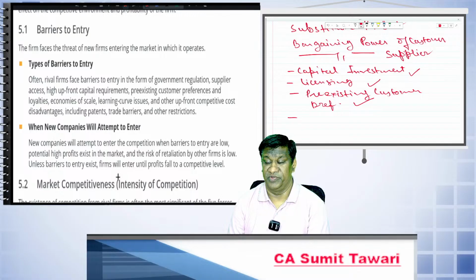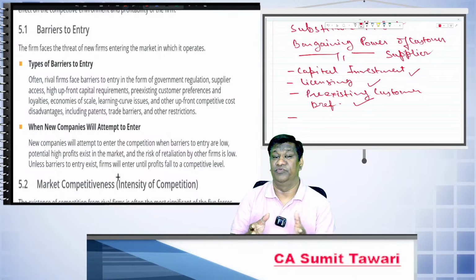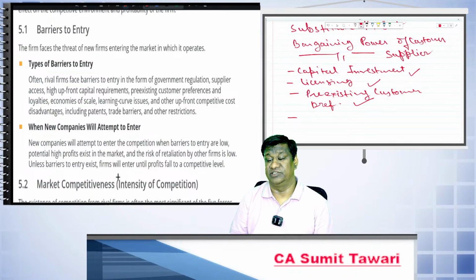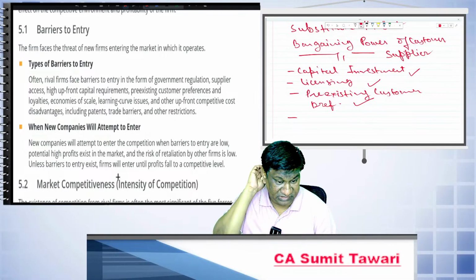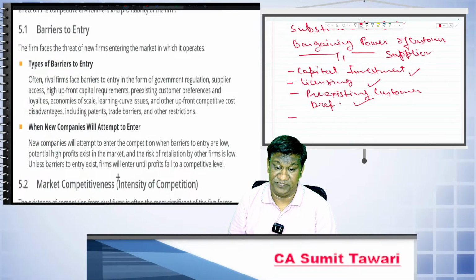very much important. Even if you see car manufacturers, there are limited players. No one can go into car manufacturing because it requires high investment. In the same way, no one can enter easily in the pharma industry because it requires stringent government regulation. And there are other factors like customer preferences, customer loyalties, economies of scale, learning curve issues, and upfront competitive cost disadvantages. These are the factors which help us decide whether we need to enter the market or not.